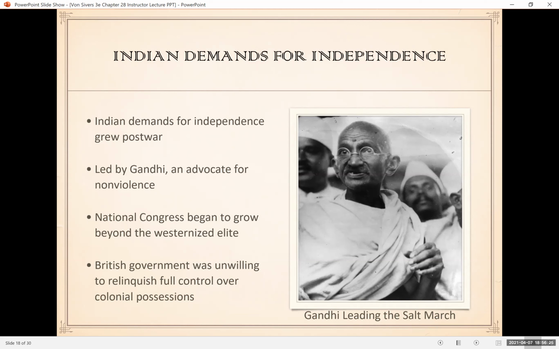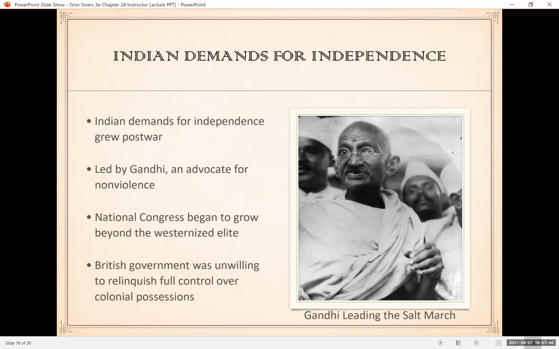In 1935, the British government is going to pass the India Act, in which it will release some of its control to the National Congress, which was the leading group in India. But the National Congress tended to be Hindu led, and the British are going to be supporting at the same time the Muslims in India.